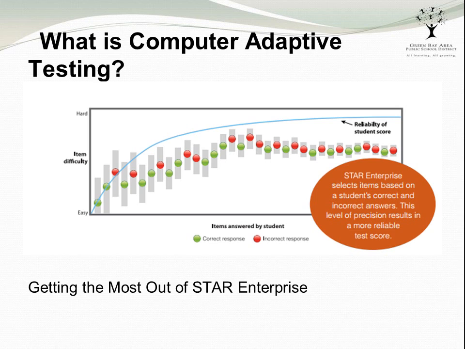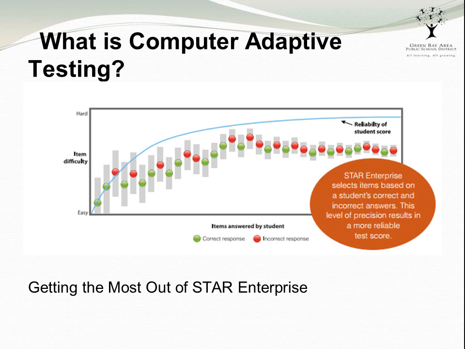By continually adjusting the difficulty of an item to what the student has shown she can or cannot do, the software zeroes in on where a student is at. This provides an accurate assessment of the student's ability. Each STAR test is individualized and unique.